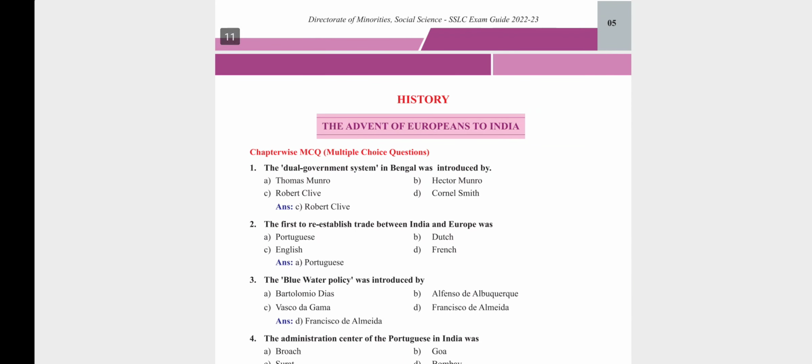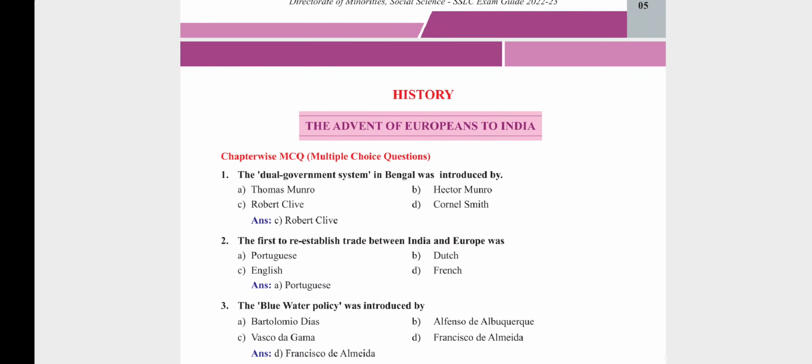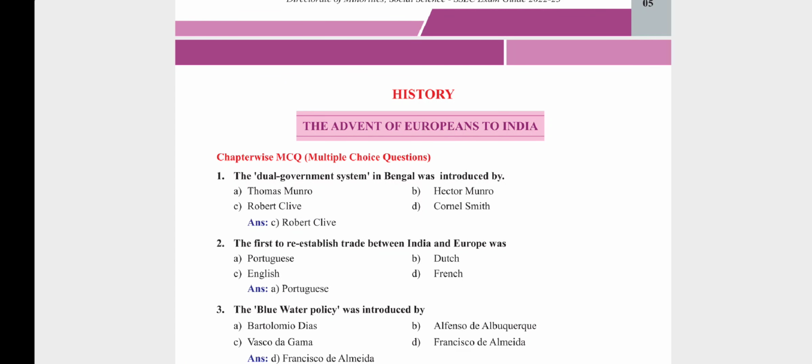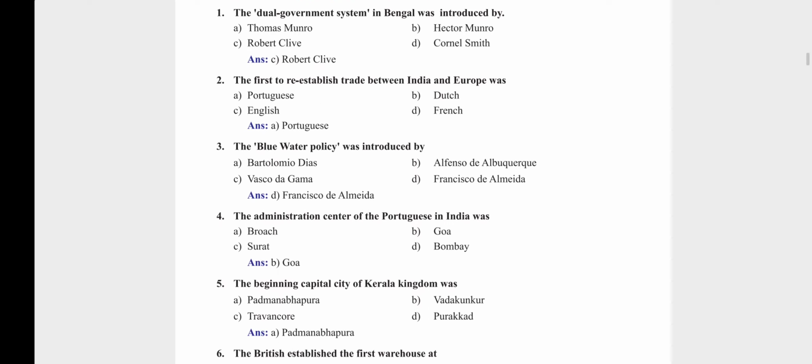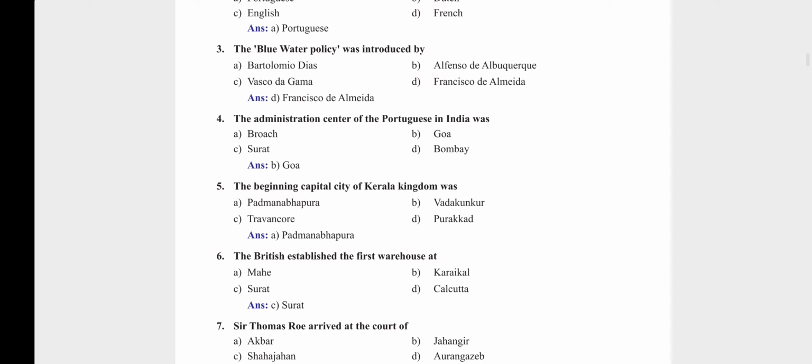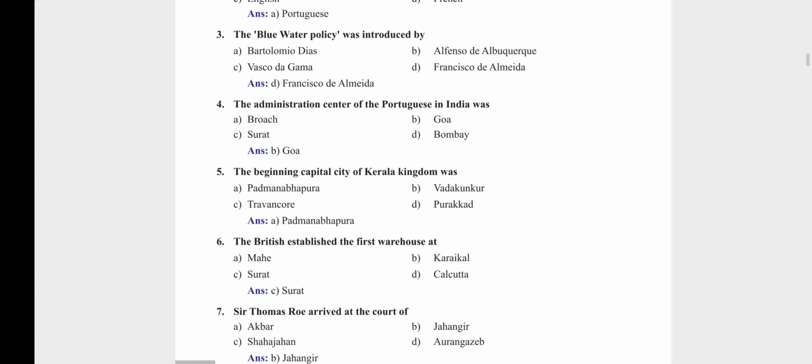So now starting with history, we'll go through the MCQs first. The advent of Europeans to India. So chapter wise MCQs. The dual government system in West Bengal was introduced by, the answer is Robert Clive. The first to re-establish trade between India and Europe was Portuguese. The blue water policy was introduced by Francisco de Almeida. The administration center of the Portuguese in India was Goa.